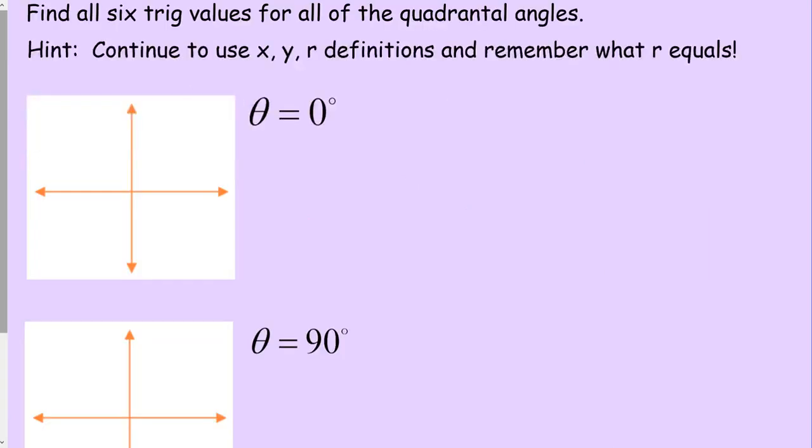So it says, find all 6 trig values, meaning sine, cosine, tangent, secant, cosecant, cotangent, for all of the quadrantal angles. So we're going to do 0 degrees, 90 degrees, 180 degrees, and 270 degrees. But once we get to 360, it's going to be exactly the same as 0 because those are in the same position. They're coterminal. So we really only have to do this 4 times. And the method I'm going to use, instead of a reference triangle, I'm going to go back to the xyr definitions from a couple lessons ago.